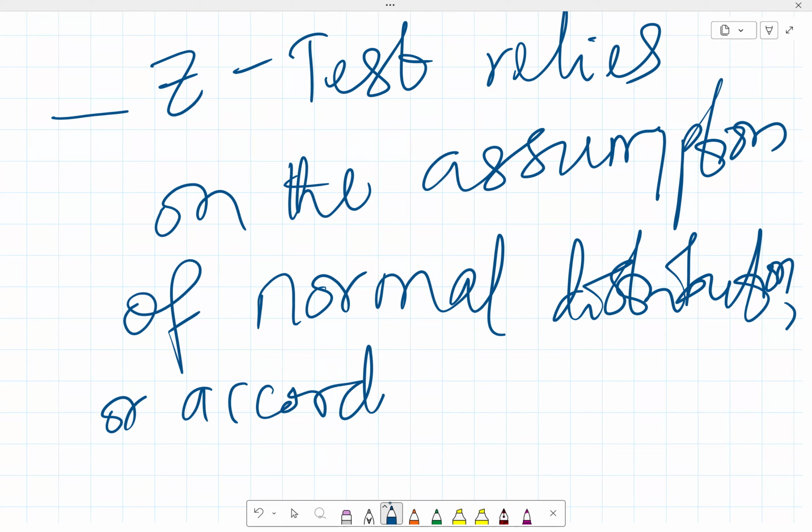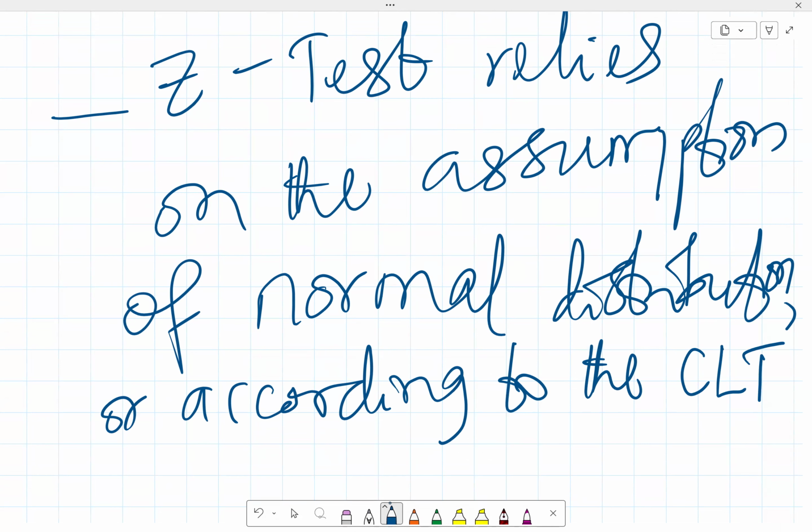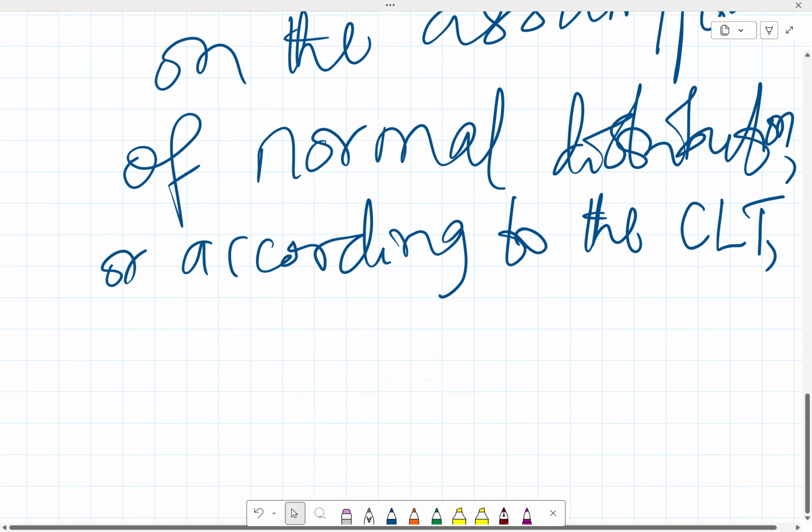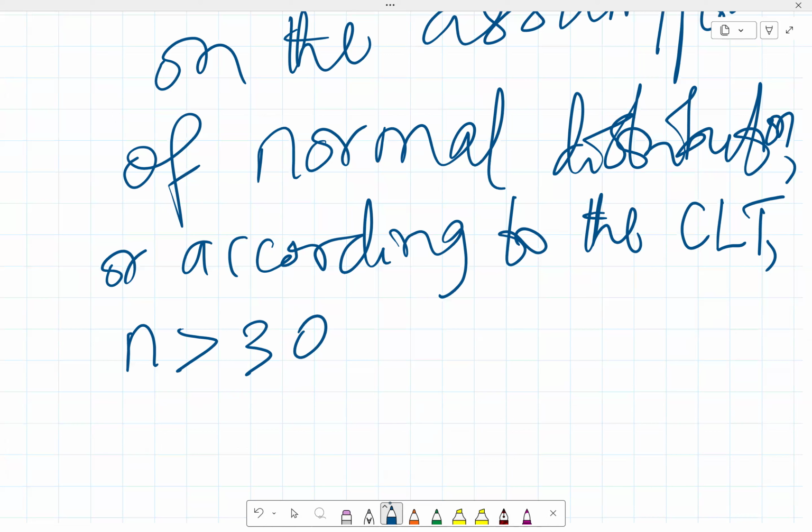or, according to the central limit theorem, the sample size is large enough. Large enough means the sample size is greater than 30. The t-test usually should go for data less than 30, say up to 29. But once the data is 30 upwards, we can use the Z distribution. So what I did the other time is still okay, but usually the data should be less than 30 for the t-test.